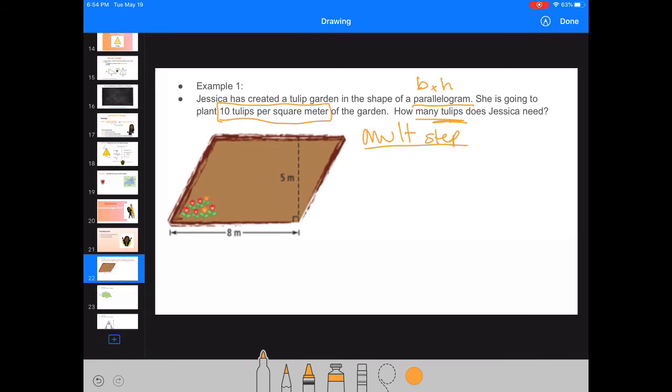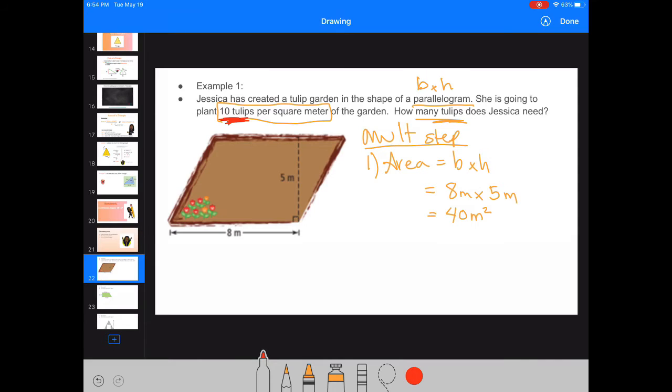The first thing we need to do is find the area of the parallelogram. Area equals base times height. The base is 8 meters times the height, that's 5 meters. 8 times 5, 40 meters squared. That's just the area, but we can't forget that she's planting 10 tulips for every square meter. So every little square meter, she's putting 10 tulips in there.